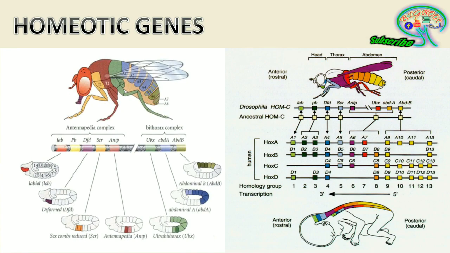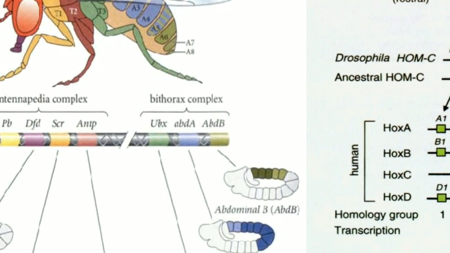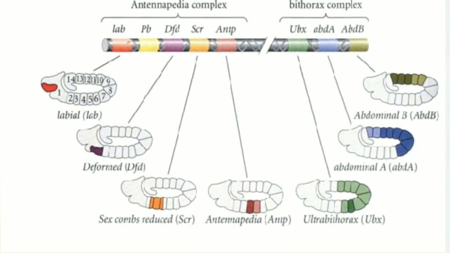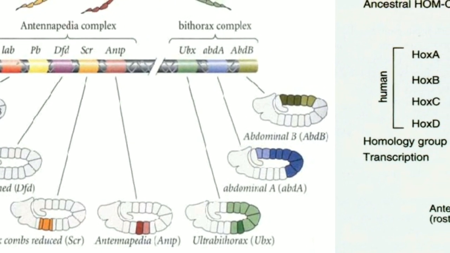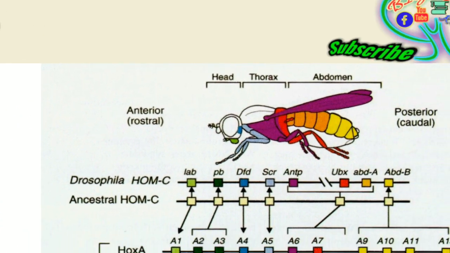Now we will observe the same thing here. In this you will see anterior to posterior. The Drosophila HOM-C is the sequence on chromosome number 3, where you will see one cluster, as you saw in this: labial, Deformed, Sex combs reduced, Antennapedia, Ultrabithorax, abdominal B. The same thing is here.